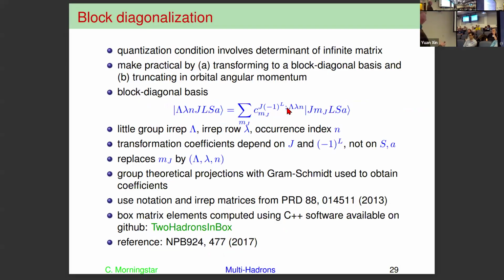This quantization condition involves the determinant of an infinite matrix. To make it practical, we transform to a block diagonal basis, and then typically we have to truncate in orbital angular momentum. That truncation goes very well.